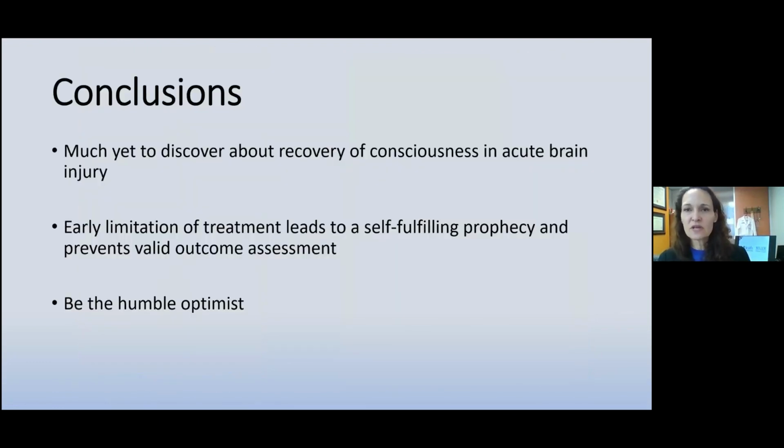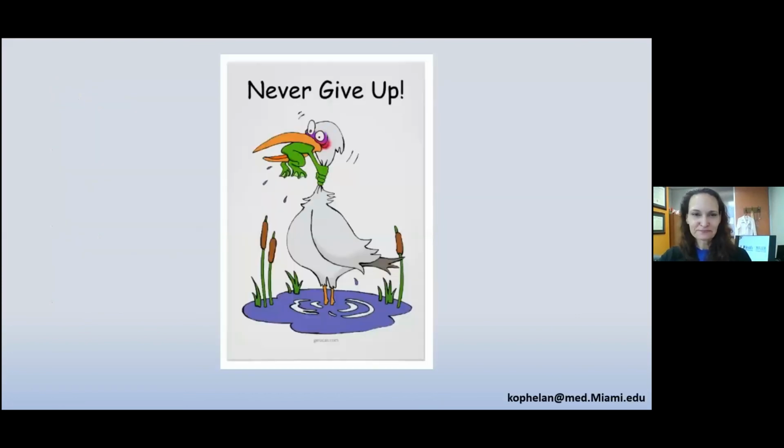So I would leave you with the ideas that there's a lot yet to discover about recovery of consciousness, and that early limitation of treatment leads to a self-fulfilling prophecy and prevents valid outcome assessment. And that is really all of our jobs, to be aware of that and to try to avoid that, and to be the humble optimist like Dr. Bullock.